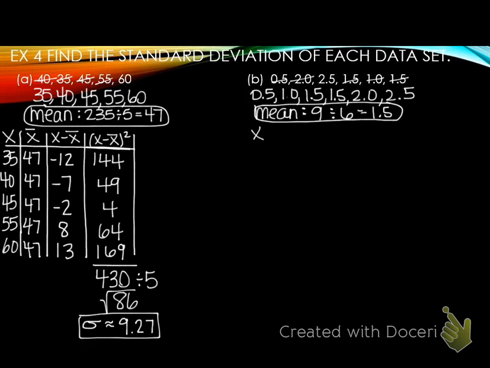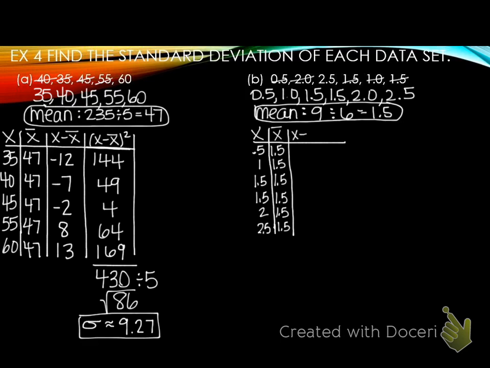All right, the chart. What went first in the chart? Your numbers, right? That list of numbers that you were given. So we have 0.5, 1, 1.5, 1.5, 2, and 2.5. All right, what goes in the second column? The mean. So all the way down, you're putting that 1.5, that 1.5, that 1.5, that 1.5.